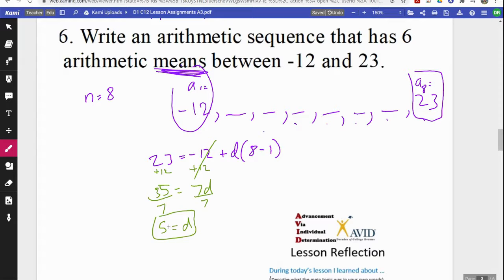That's all we have to do. We use d to figure out each next term, and we know where we're starting. 12 plus 5 is 17. Plus 5 again is 22. Plus 5 again is 27. Plus 5 is 32. Plus 5 is 37. Plus 5 is 42. And we have to hope we end right. Plus 5 is 47. We did. So this would be the arithmetic sequence that has 6 arithmetic means between 12 and 23. And notice these are all evenly spaced. We made it. We wrote the arithmetic sequence.